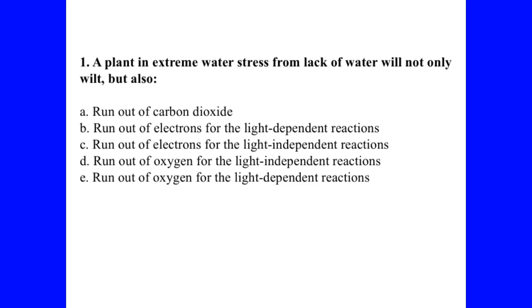And here are some questions to think about while you're studying. A plant in extreme water stress from lack of water will not only wilt, but also do what? You are going to have to think of the photosynthesis reaction and which step required water to occur. If you can recall, water was required for the light dependent reaction. Remember, water was split into hydrogen ions and oxygen. So with no water, we're also going to run out of electrons for the light dependent reactions to occur.